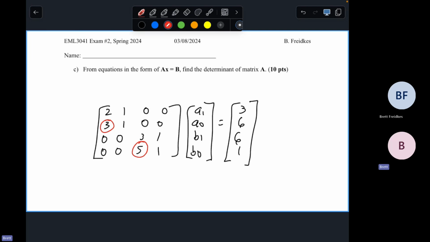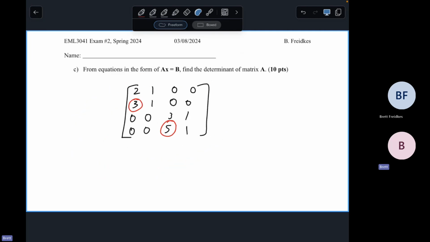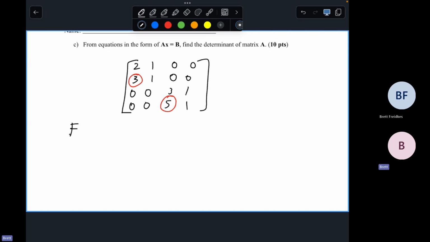But all I really wanted you to do here was eliminate the 3 and the 5, and then you can just find the determinant by multiplying the diagonal. And I don't care about this other stuff, really. That stuff doesn't matter. All I need to do is to eliminate the 3 and the 5. So we'll just do this quickly because we're running out of time. We'll modify E1. What's the multiplier? 3/2 times 2, 1, 0, 0.